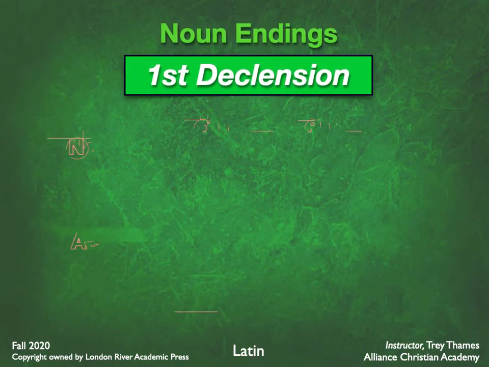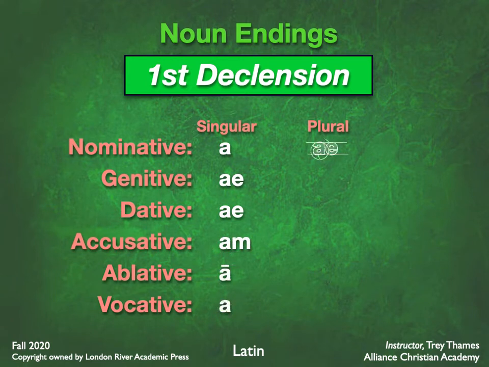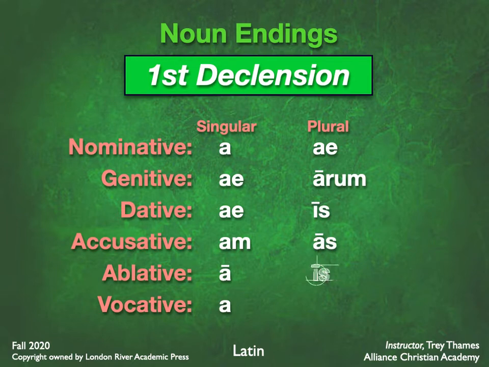So let's take a look at first declension one more time. Your endings are I, is, as, is, I. Remember, vocative is the same as the nominative. And if you don't have those quite down yet, say them over and over again until you get them down.